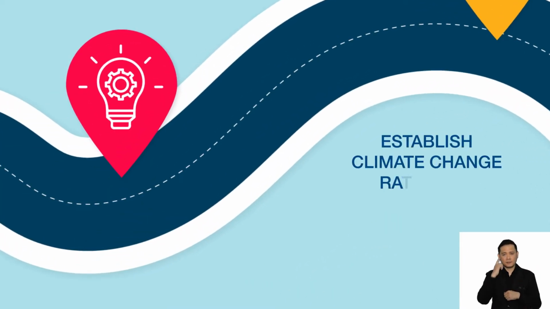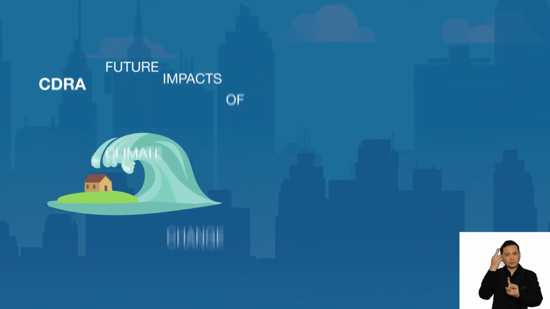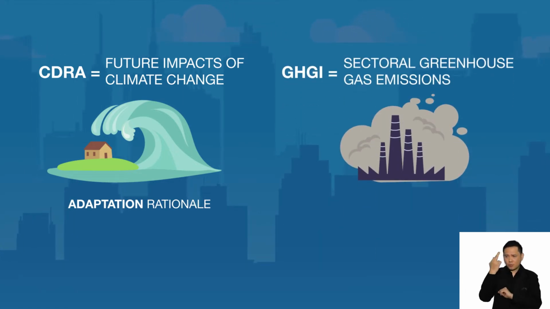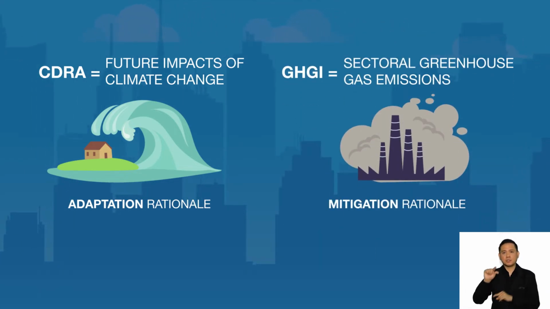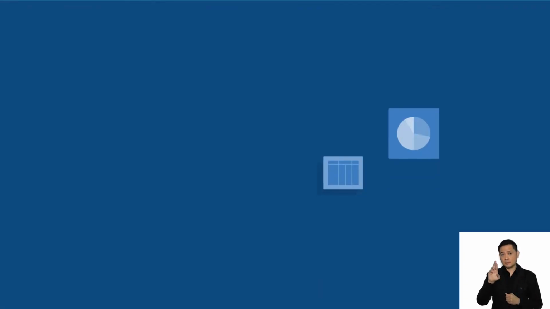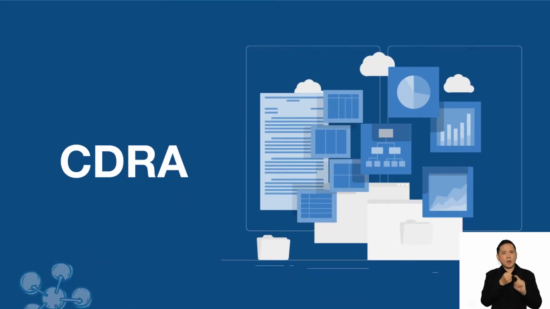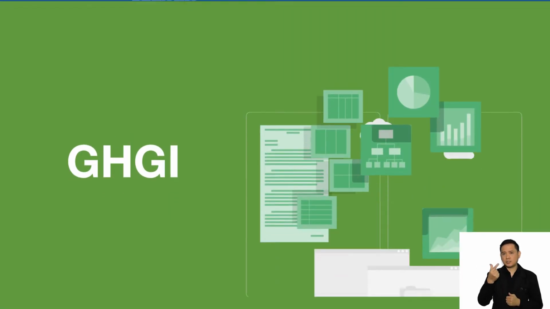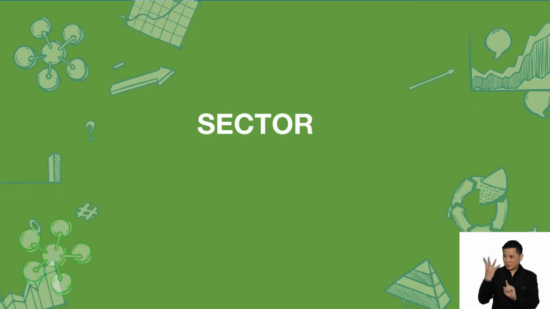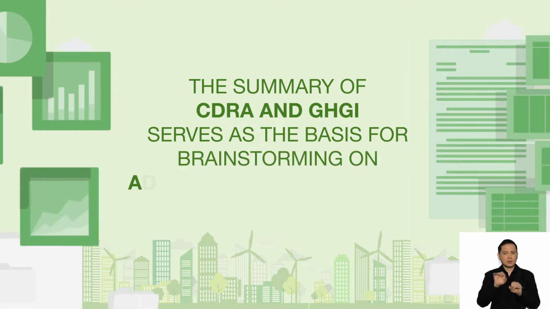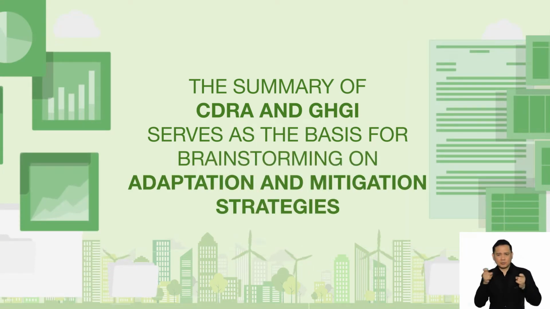First, in establishing the climate change rationale, the Climate Change and Disaster Risk Assessment, or CDRA, establishes the adaptation rationale, while the Greenhouse Gas Inventory, or GHGI, establishes the climate mitigation rationale. In CDRA, the Climate and Disaster Risk Assessment prepares information on the future impacts of climate change to the planning area, while the GHG Inventory explains the sectoral greenhouse gas emissions. Their summary serves as your basis when brainstorming the adaptation and mitigation strategies in the next stage.